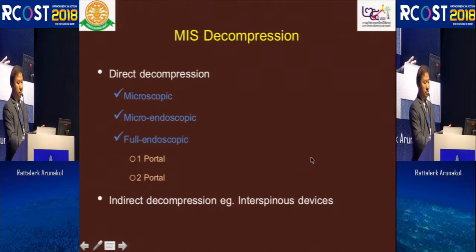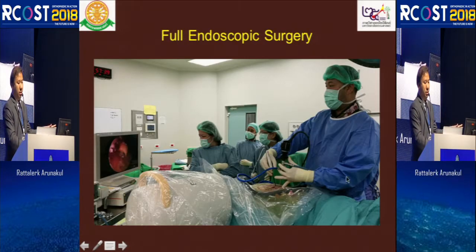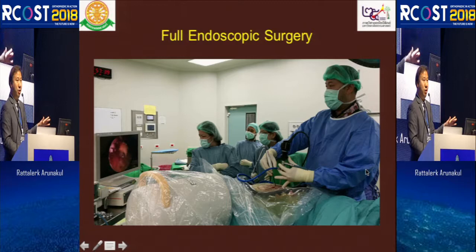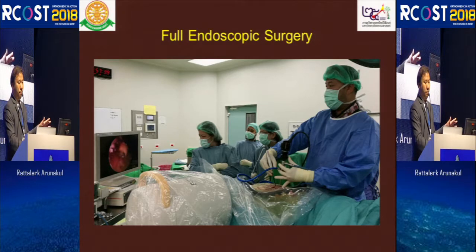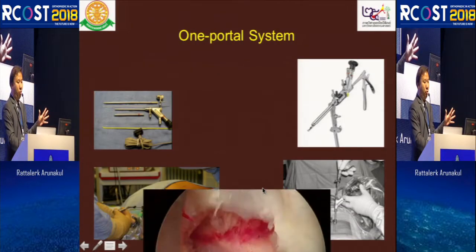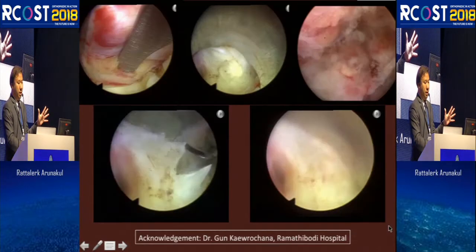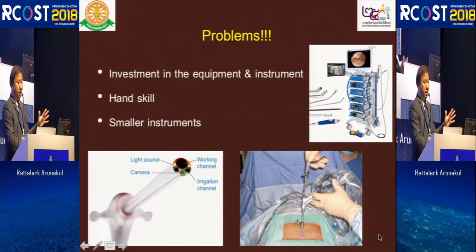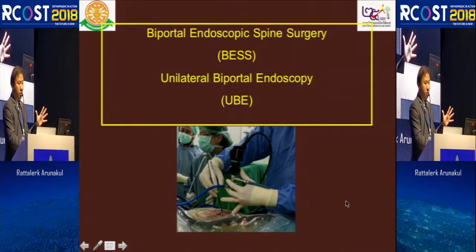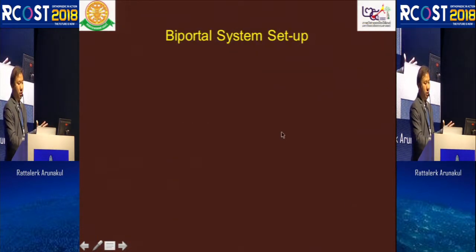I do it a lot because some old patients don't want the big surgery, and they have symptoms from only one part of the spine, like one level. So it is direct surgery. Today we have the option of the endoscope to do the decompression. This is a one-port system, but there is still some limitation in the investment in equipment and the small instruments. So now I perform a lot of this.